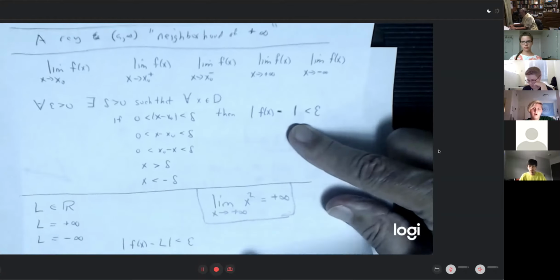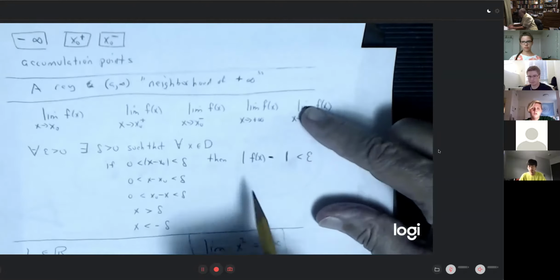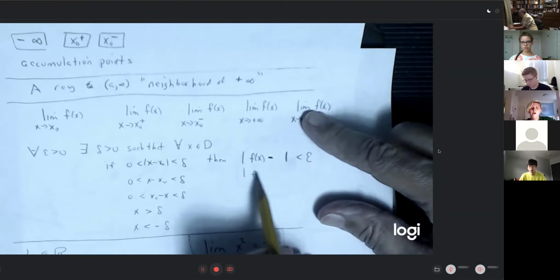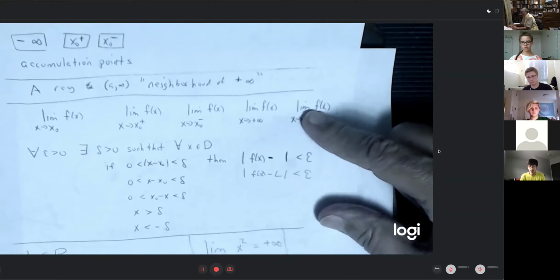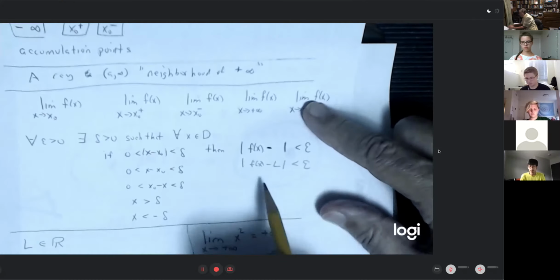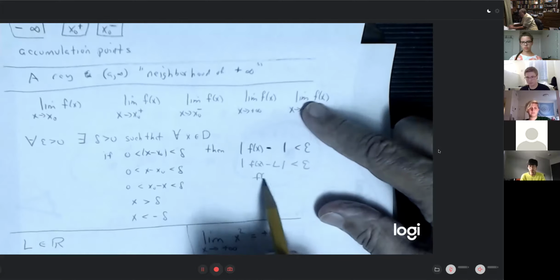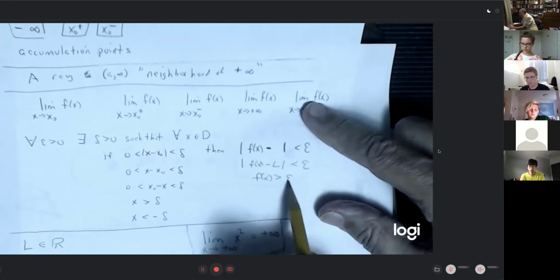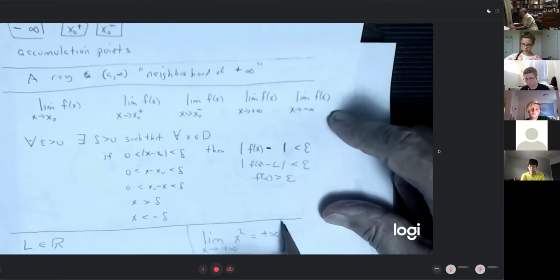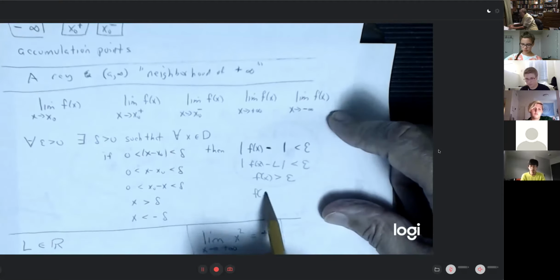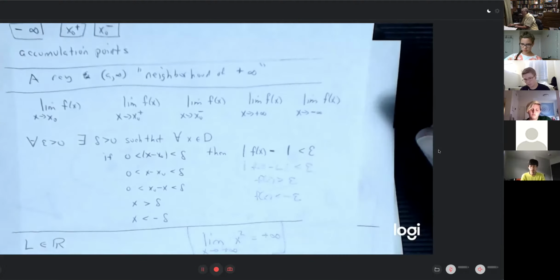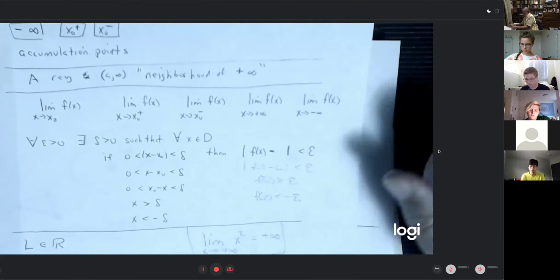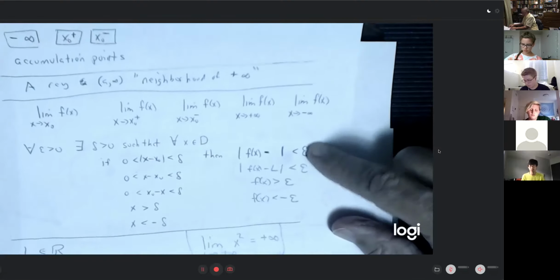So I'm going to have three different things I can put here in the then part. One is absolute value of f of x minus L, that's when you think the limit is finite. Or f of x is greater than epsilon, that's when you think the limit is plus infinity. Or f of x is less than minus epsilon if you think the limit is minus infinity. We'll be talking about these.